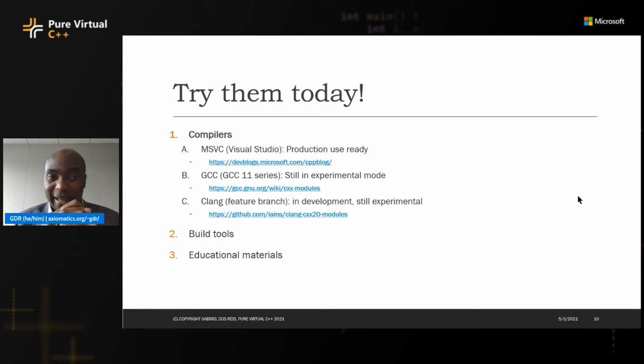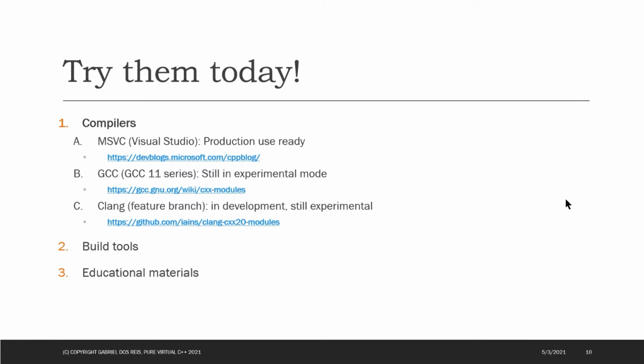GCC 11 was released last week, so just fresh out of the oven. It contains a preliminary implementation of modules, in C++20 mode, and you need an additional flag. But the implementation there is labeled experimental. You can still try it in non-critical use and see what's going on, and give feedback to the GCC developers. They really love to have feedback and the bugs that people find.